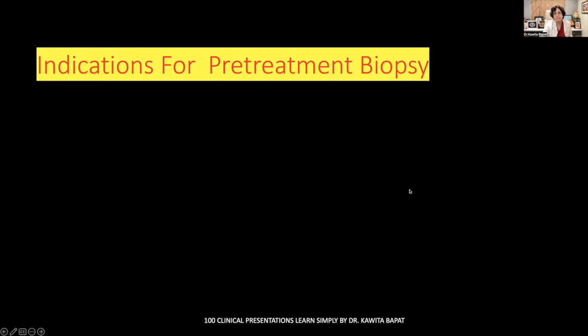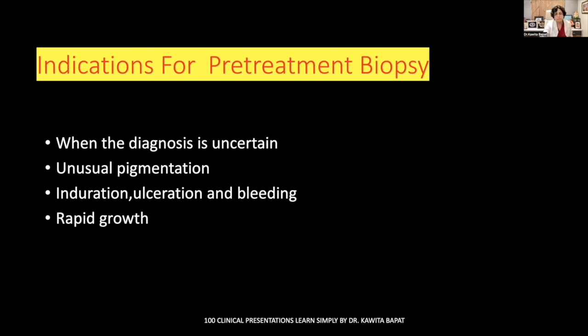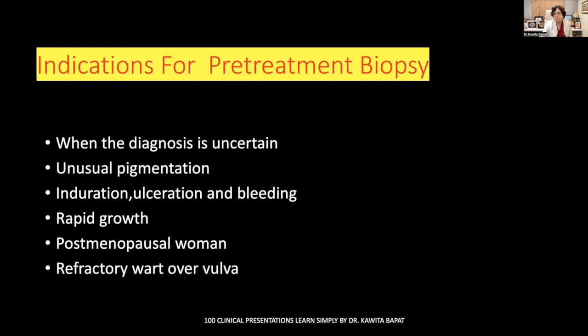Now, how to treat it: should we take a biopsy or not? These are the indications for a pre-treatment biopsy. When the diagnosis is uncertain and we're not sure that this is a Bartholin one, we are supposed to take a biopsy. When there is unusual pigmentation around the vulva, making it something different, we take a biopsy. If there is induration, ulceration, or long-standing bleeding, we also need a biopsy. If the cyst or gland is rapidly growing, we need a biopsy. And especially in postmenopausal women, we should take a biopsy, as well as for refractory warts over the vulva.